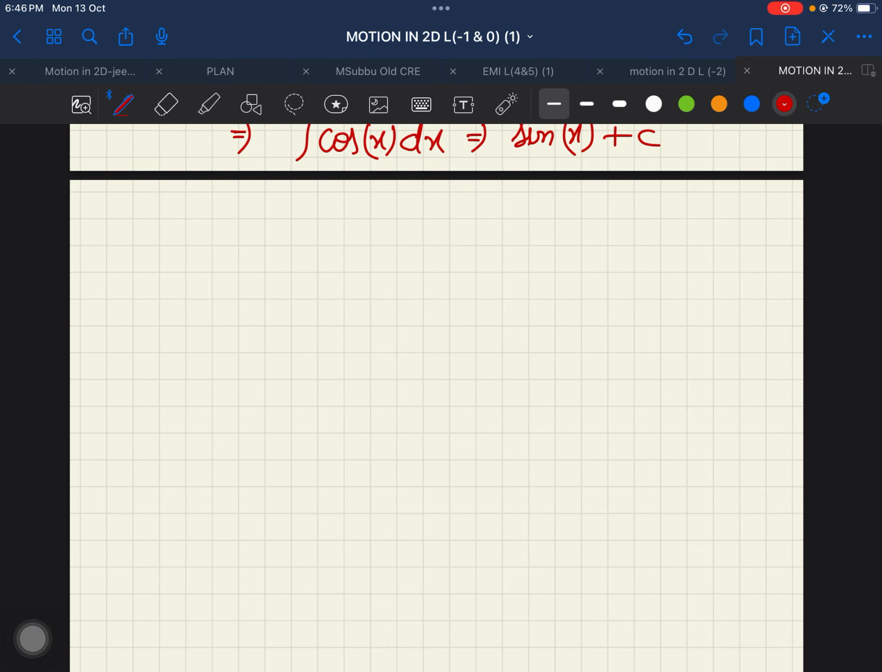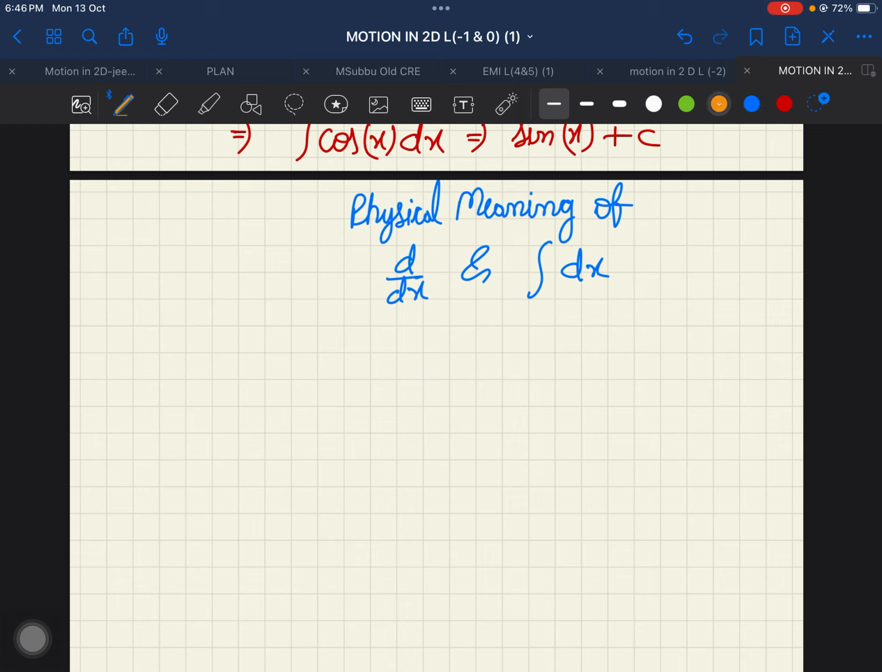Today we will talk about the physical meaning or representation of differentiation, d by dx, and integration, meaning integration of dx. Clear? Here you will have a function f that you have to differentiate, and here you will have a function f that you have to integrate, right? So let's see the physical meaning of differentiation first.